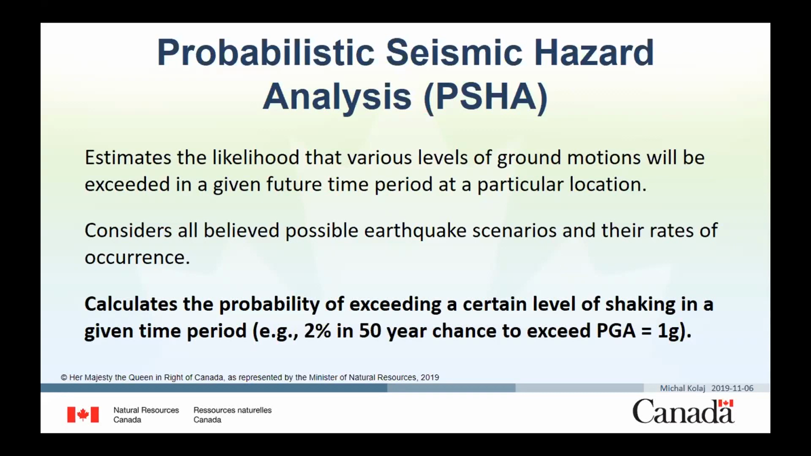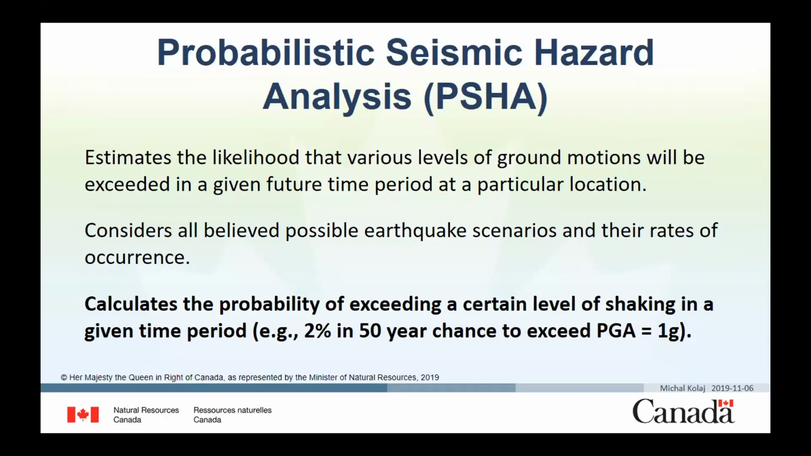But we always calculate for one or the other. We can calculate the probability of exceeding 1g ground motion. Or we can calculate at a constant probability, such as 2% in 50 years, what the ground motion is that we can expect. This is often what we do because we'd like to have a uniform level of probability across Canada, so that earthquake-resistant engineering is equitably distributed across the country.